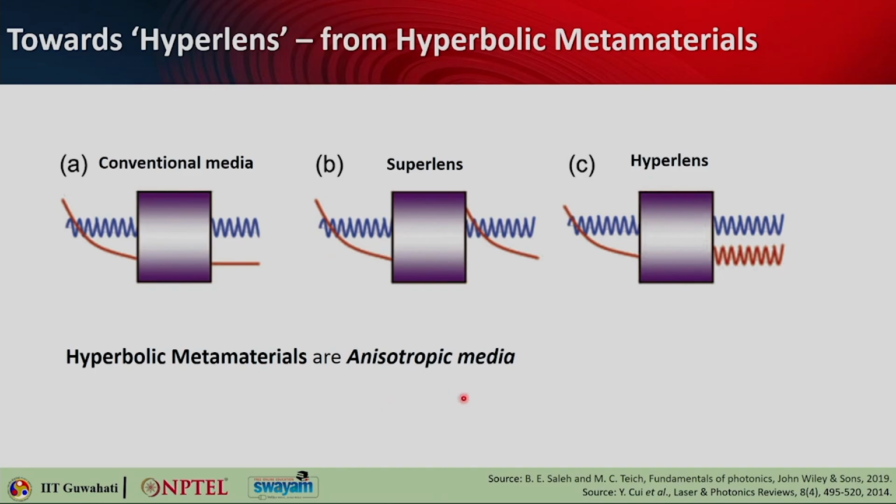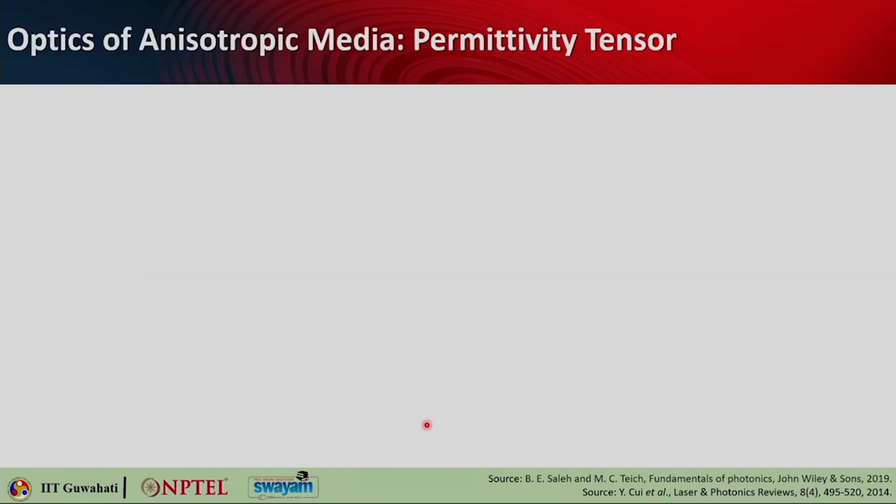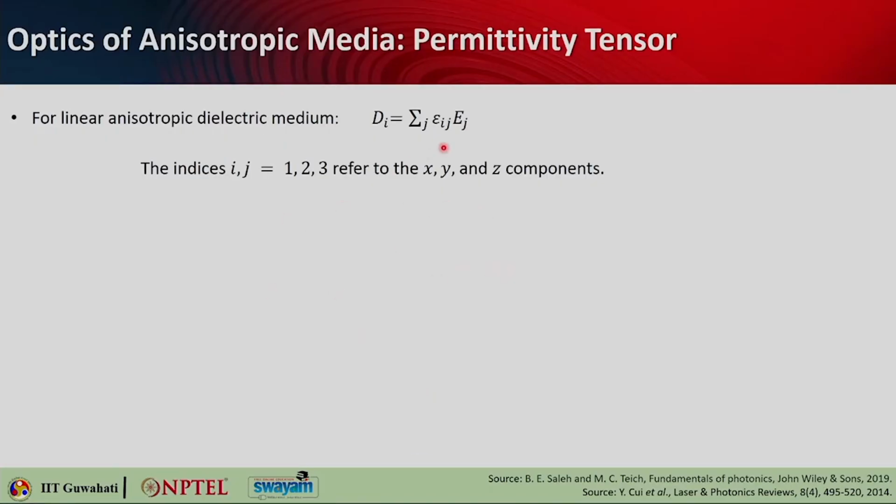Okay, so hyperbolic metamaterials are basically anisotropic media. When we say anisotropic media, we are basically saying that the macroscopic optical properties of that medium depend on direction. So, let us quickly look into some of the optics of anisotropic media. The first parameter that comes to mind is the permittivity tensor. If you remember, epsilon is the permittivity, but in the case of a linear anisotropic dielectric medium, the displacement field D_i looks like the summation over j of epsilon_ij times E_j.